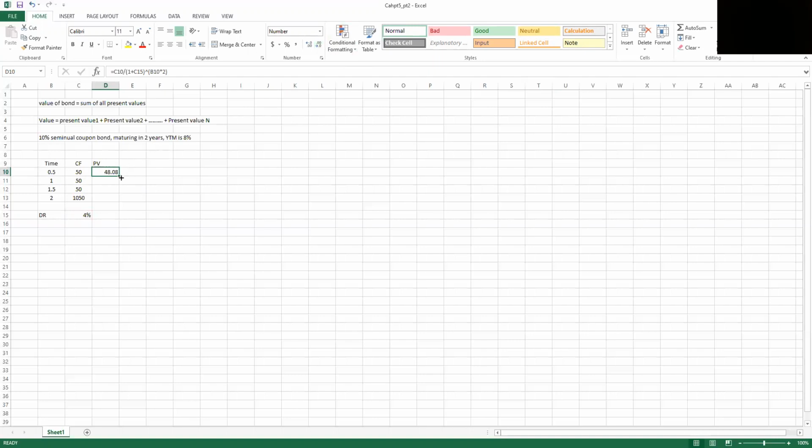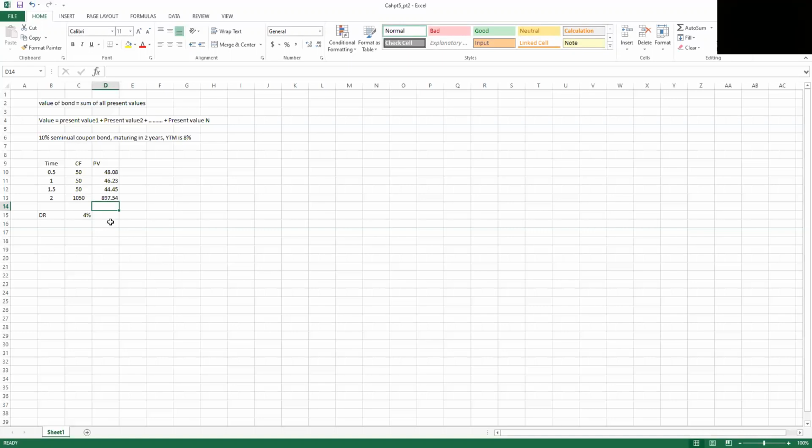Okay, so if we drag this, we can find out the present value of all the cash flows. But for that, you have to fix this cell value, and we fix this by inserting the dollar sign. So when I drag this now, you can see we got the present values.